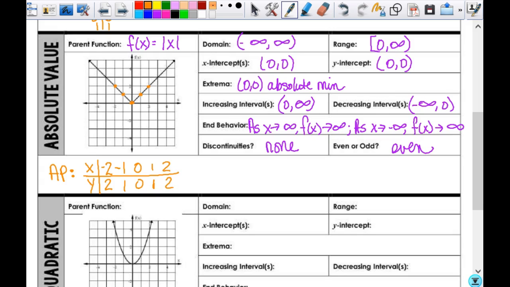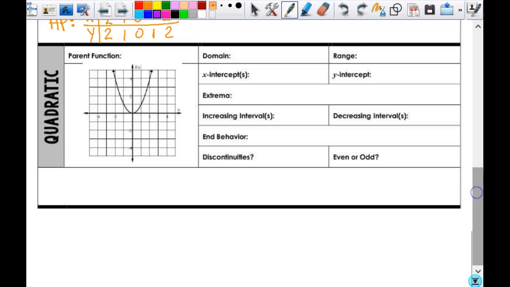And we want these key points because when you see an absolute value function, even if there's transformations in that equation, the picture that should pop in your mind is this right here, the parent function, so that you can then take this and transform it however you need to, right? All right, any questions on this one? We good? All right. Quadratic.